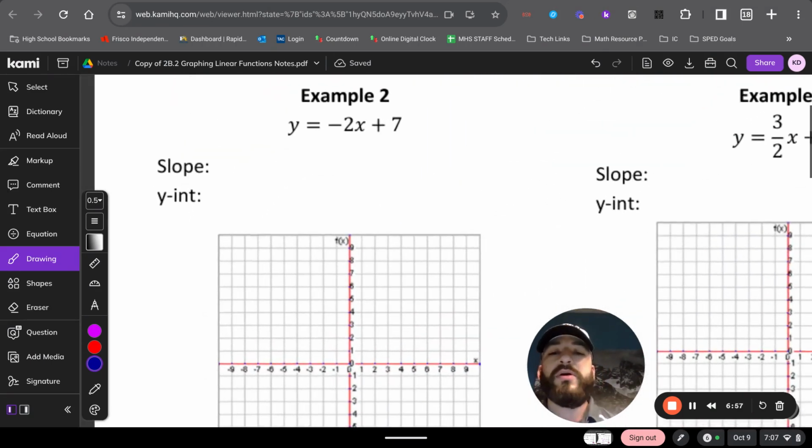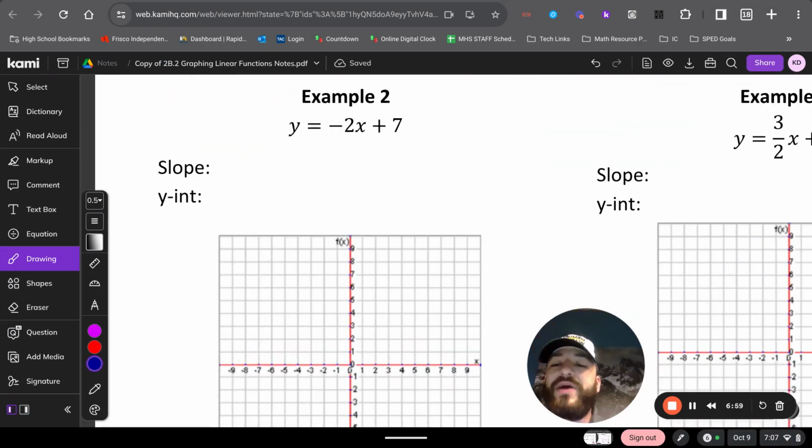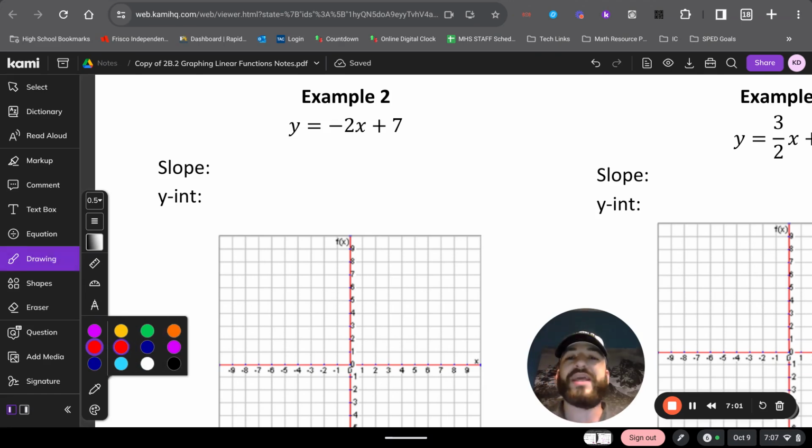Example 2, we have y is equal to negative 2x plus 7. First thing we always want to check, is that in slope-intercept form? This one is y equals mx plus b. So we're going to go ahead and give that one a check. Then we want to identify our slope. Our slope is always that number there in front, negative 2x plus 7. So slope is equal to negative 2, or as rise over run, negative 2 over 1.